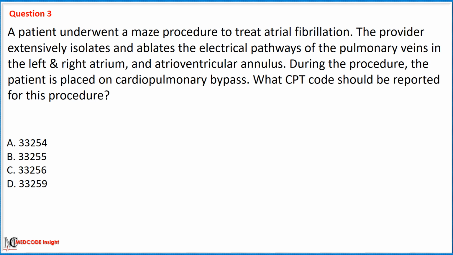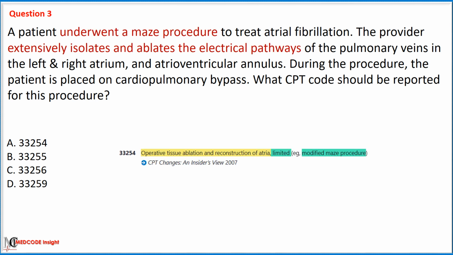Option A with code 33,254, option B with code 33,255, option C with code 33,256, option D with code 33,259. In the given scenario, a patient undergoes a Maze procedure to treat atrial fibrillation. Since the provider extensively isolates and ablates the electrical pathways, this indicates it is an extensive Maze procedure. Based on the type of the Maze procedure, we can first eliminate option A with code 33,254, as this code is used for a limited Maze procedure.